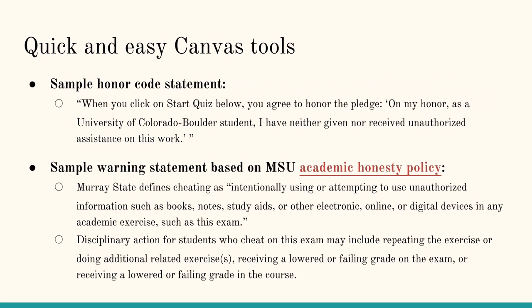So, an honor code statement would be basically, when you click on the Start Quiz below, you agree to honor the pledge: "On my honor, as a UC Boulder student, I have neither given nor received unauthorized assistance on this work." Now, a warning statement based on MSU's own academic honesty policy might look more like, "Murray State defines cheating as..." and you can read all of that. And then having the student type a response that says, "These are the consequences as I understand them." Not copying and pasting, but putting it into their own words. So that would be a warning statement that you could put up front, maybe as a first question on a quiz.